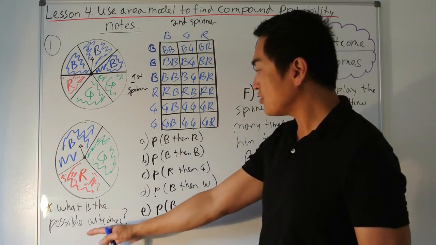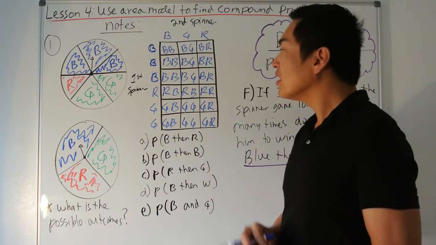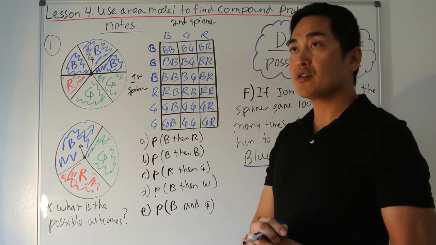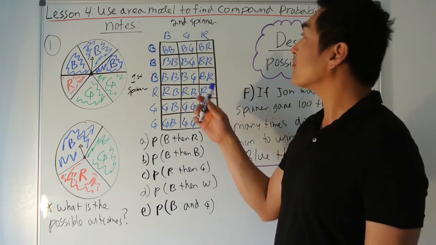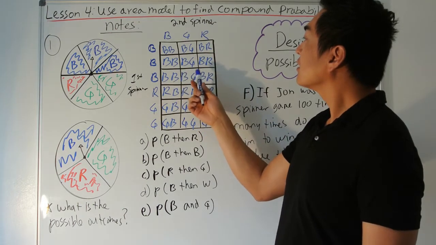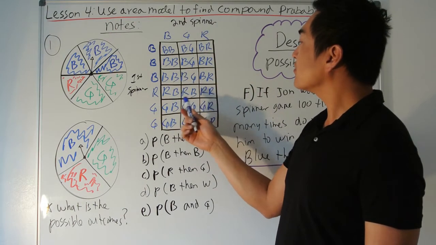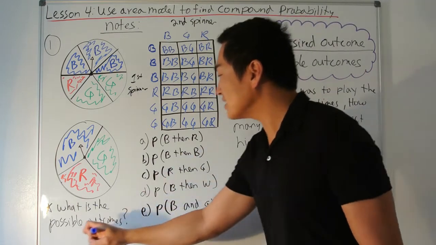Now, for the possible outcomes, you always want to get that one first. I know we did the area model first, so I want to show you both ways to get it. The possible outcomes look like there's 1, 2, 3, 4, 5, 6, 7, up to 18. So our possible outcomes, there are 18 of them.